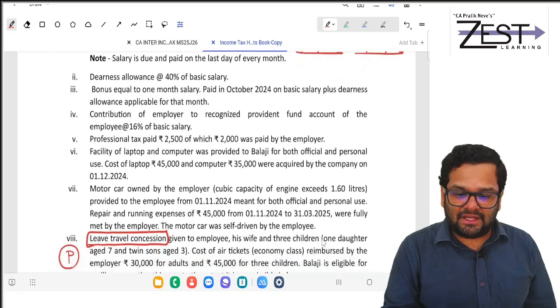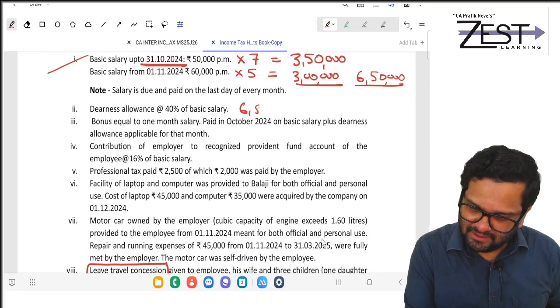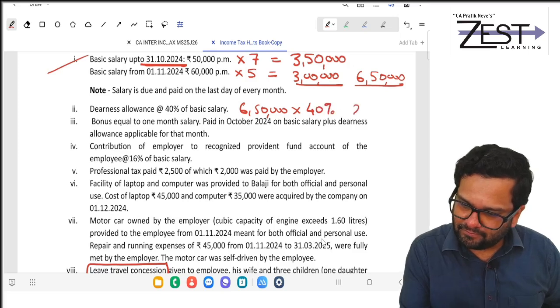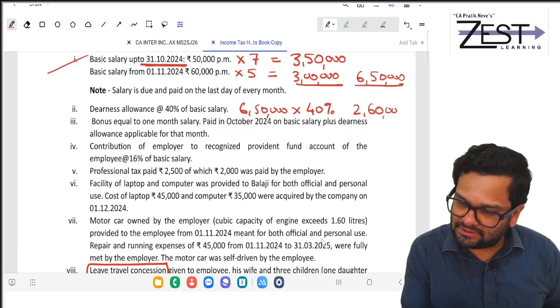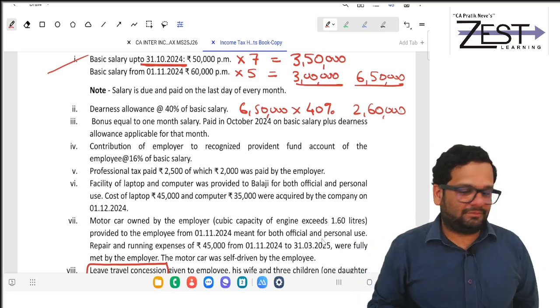Next, DA is 40% of basic. Calculate DA. 6 lakh 50,000 into 40%. 2 lakh 60,000. Yes. Maximum answer I am going to get in front of you right now.